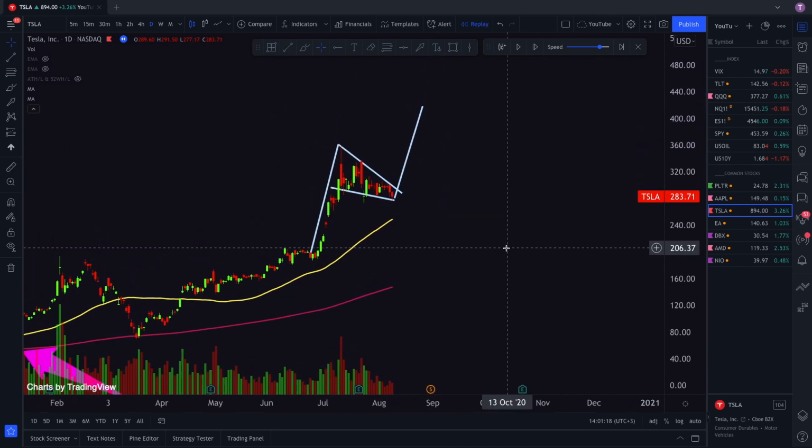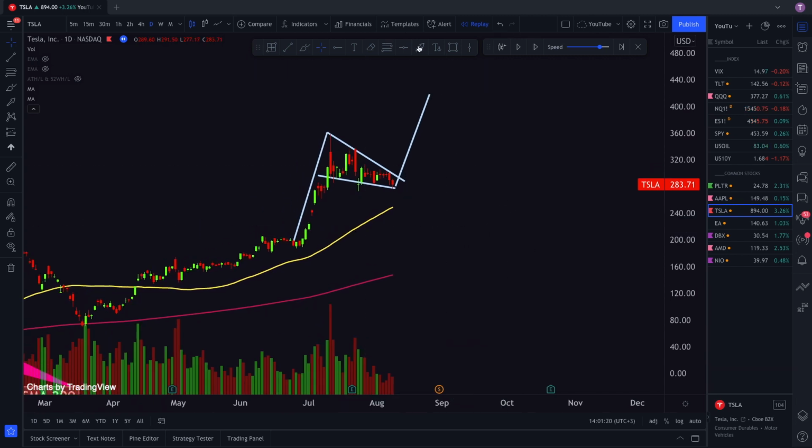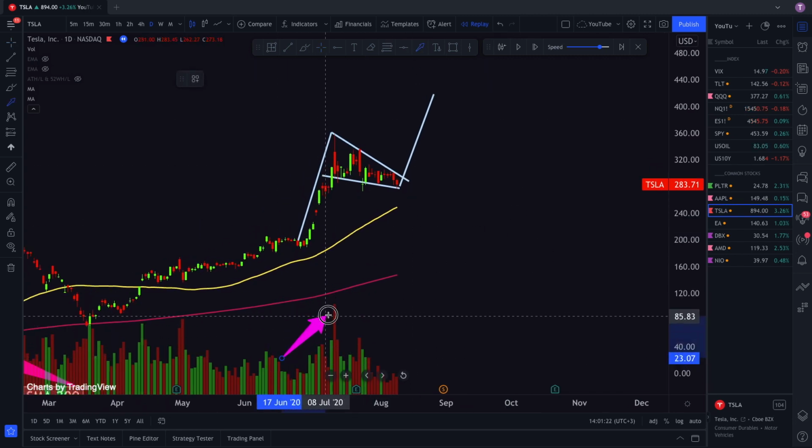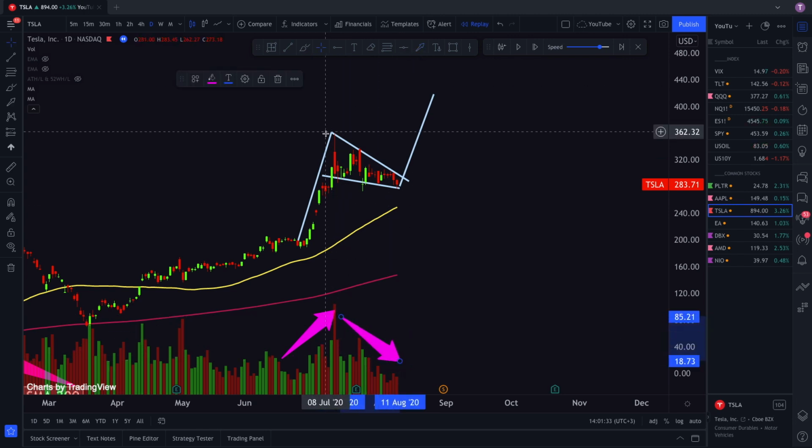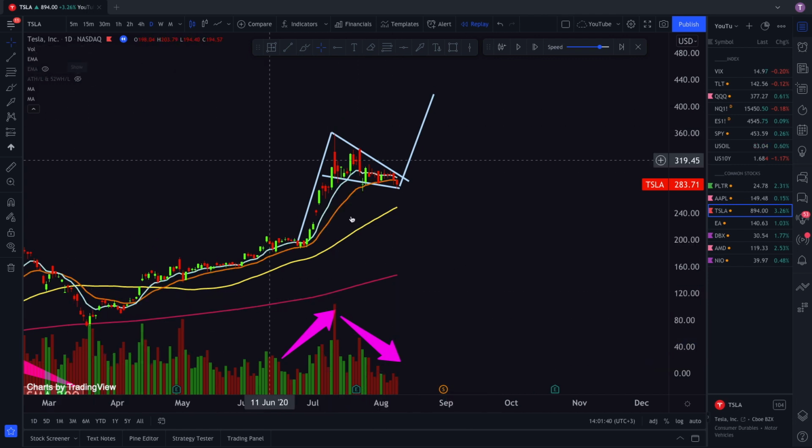As always, I'm checking the volume. As you can see, it's increasing within the pole shape and decreasing during the consolidation. Finally, I'll check the EMA 9 and 20 for extra confirmation. Now let's watch our trade.